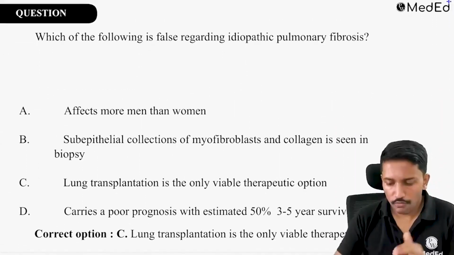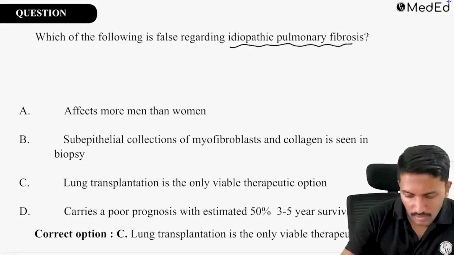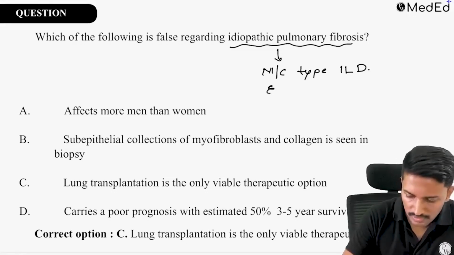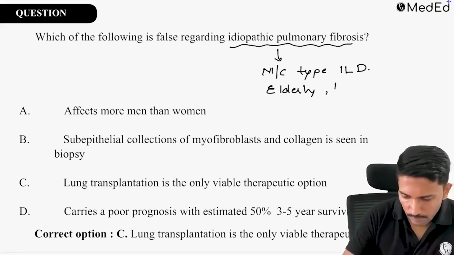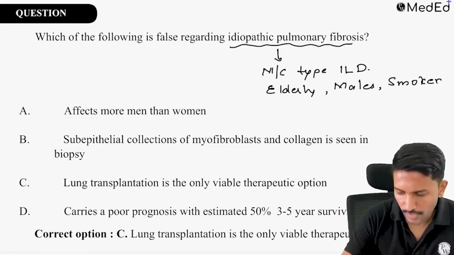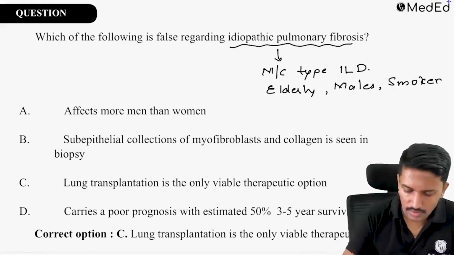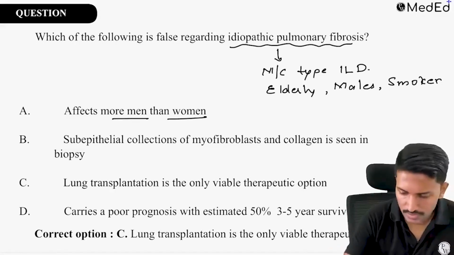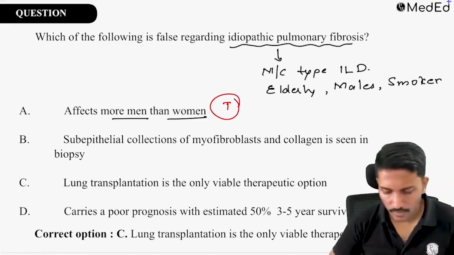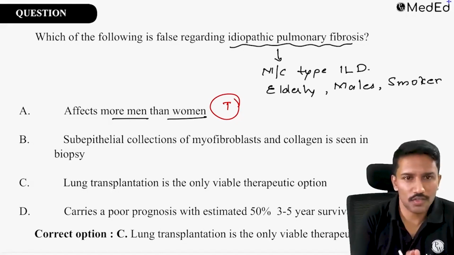Which of the following is false regarding idiopathic pulmonary fibrosis? So we are talking about an ILD. This is the most common type of ILD. This ILD is typically seen in elderly males who smoke. So a typical patient of IPF is an elderly male smoker. Okay, now let us look into the options. Affects more men than women. Obviously that's a true statement. Okay. Next one. Subepithelial collection of myofibroblasts and collagen is seen in the biopsy.